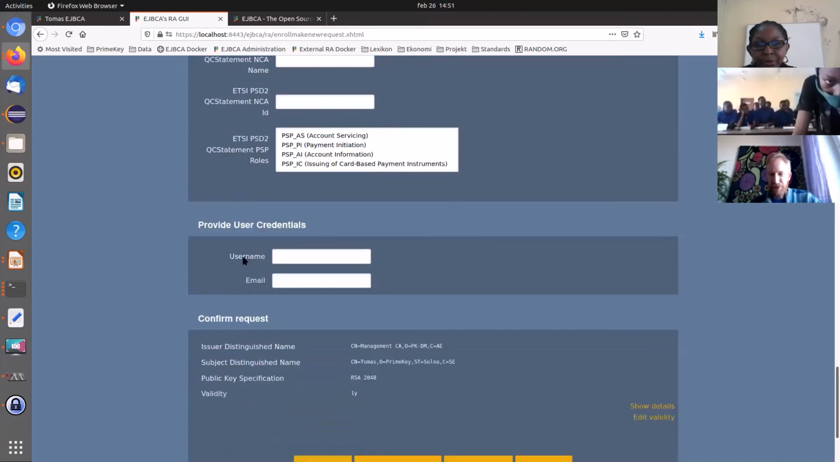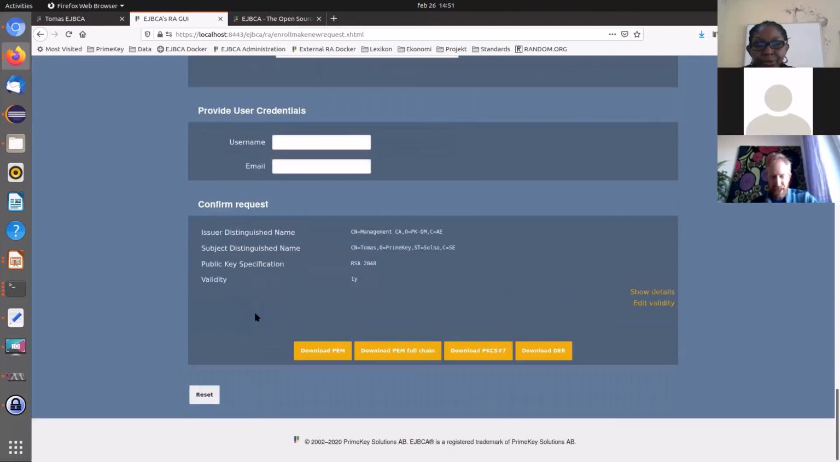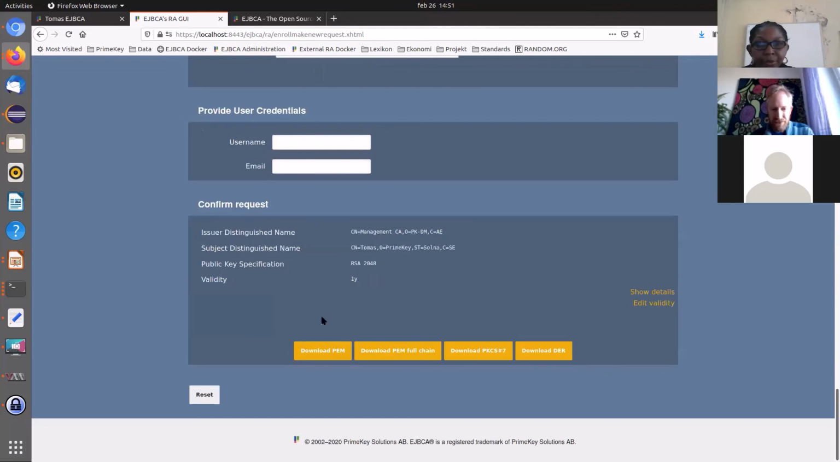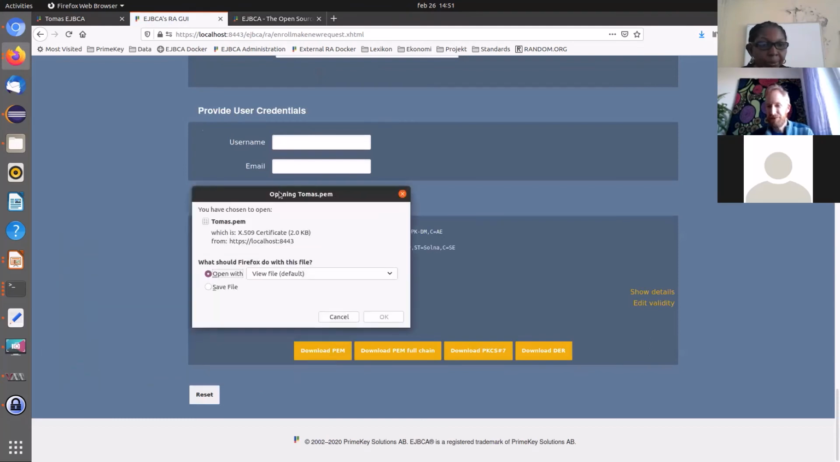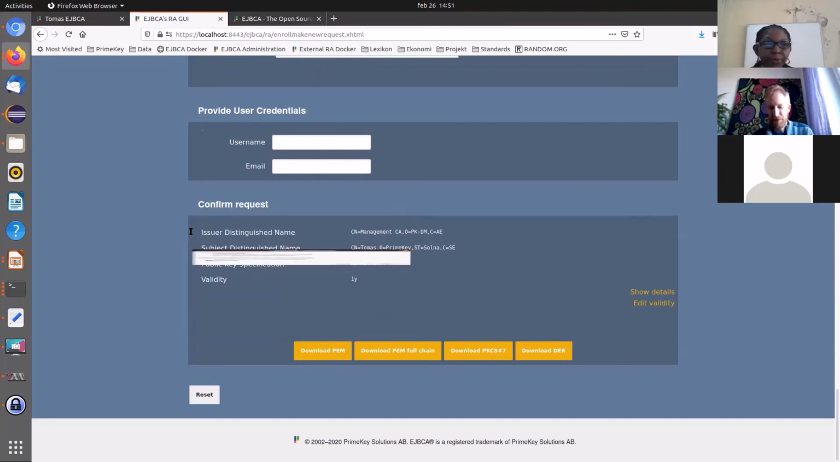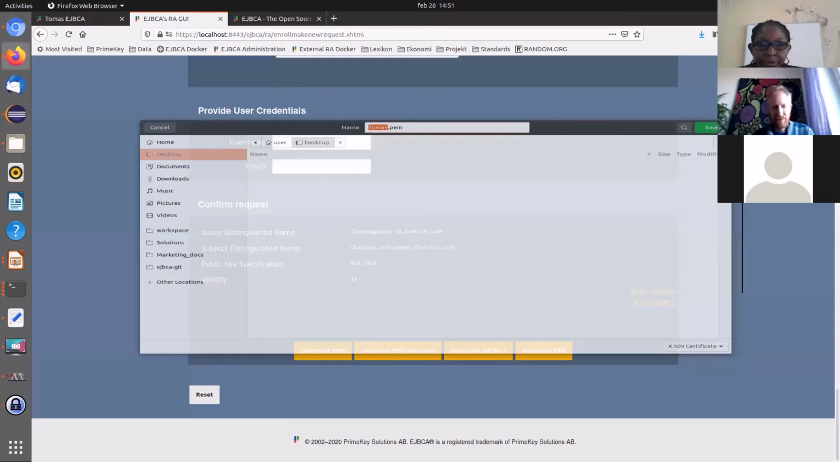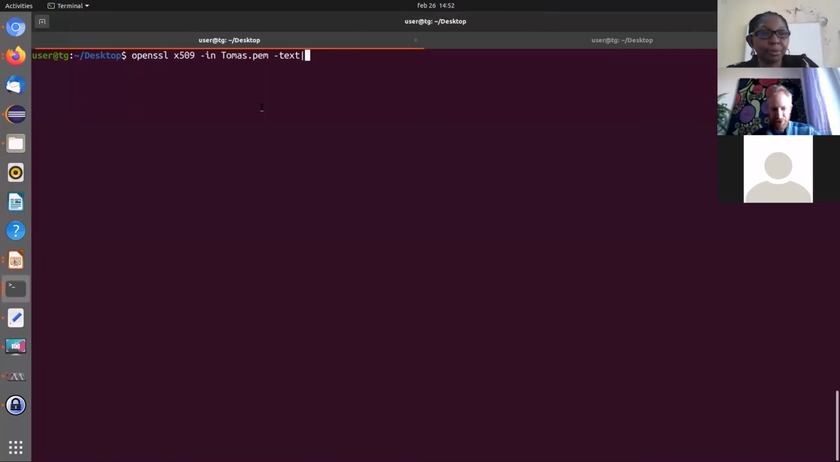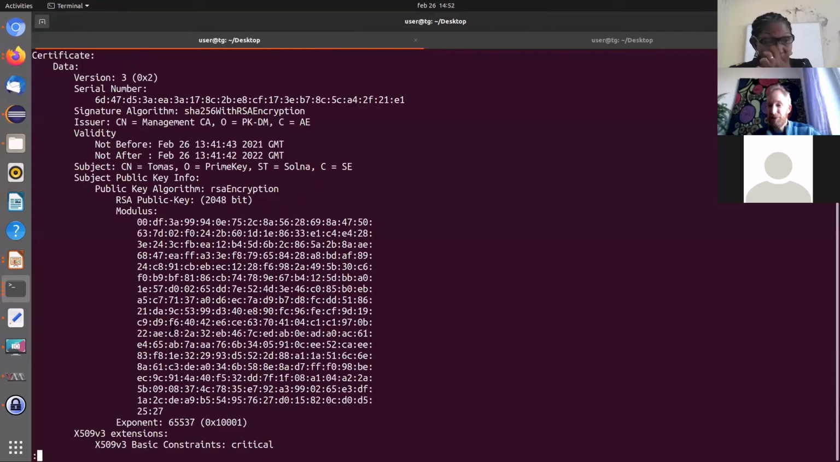But once you have filled in all the fields, I can simply download the certificate file. So now it's actually issued from my CA, and I can download it. So I will save it. And then I can look at it also with OpenSSL. It has the public key, 2048 bits, and some other information which is specific for the certificate profile that I was using.